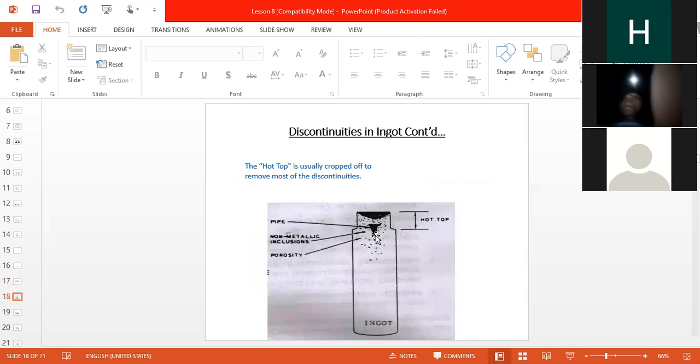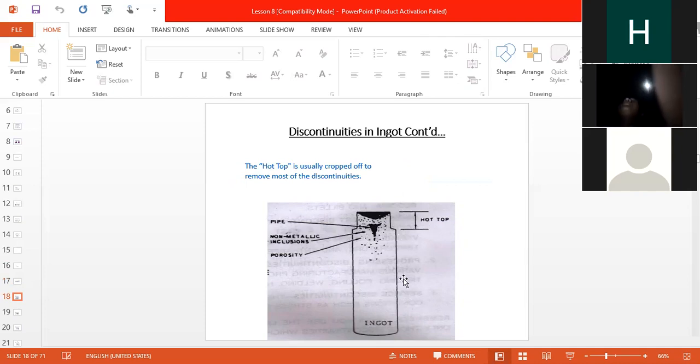Now see, this cavity may be here as well. We can't say only on the top side, but non-metallic inclusion is always on the top side. Why? Because non-metallic inclusion density is very low and steel density is high. That's why it came out. So generally this hot top we are removing. We are not using it for further processing.